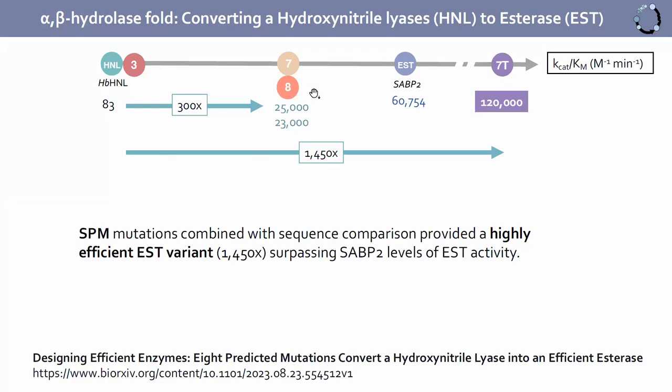And so what I'm showing here now is the values of these variants in terms of kcat over KM. So basically 7 and 8 have very similar kcat over KM. We enhance the activity like 300-fold. Much more drastically, if in this position 104 we introduce a threonine, then we have even higher activity than the reference SAPP2 enzyme. So the enhancement was more than 1,000-fold.